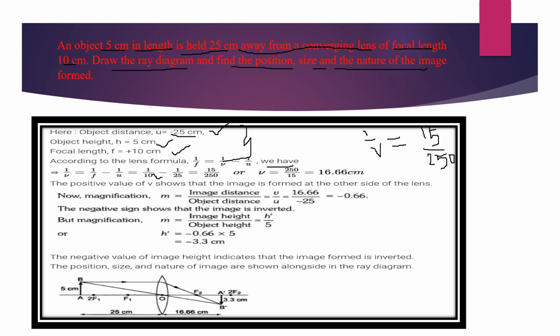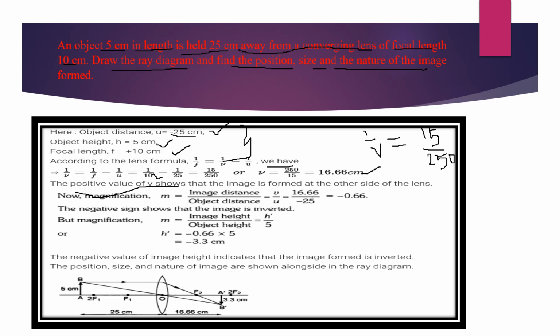This positive value of v shows that the image is formed on the other side of the lens, that is, opposite to the object. Okay, so next is your magnification. Magnification m is equal to image distance by object distance, that is v by u. The image distance is 16.66 and the object distance is minus 25. So that will be equal to minus 0.66 if you divide.